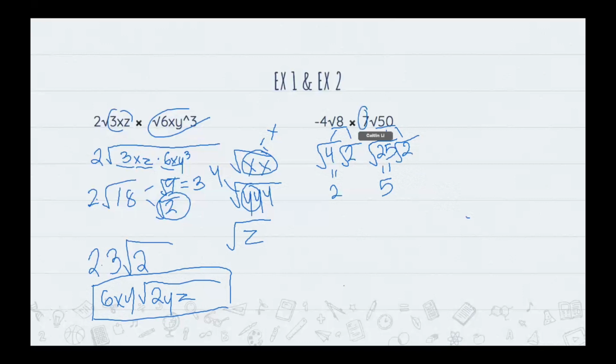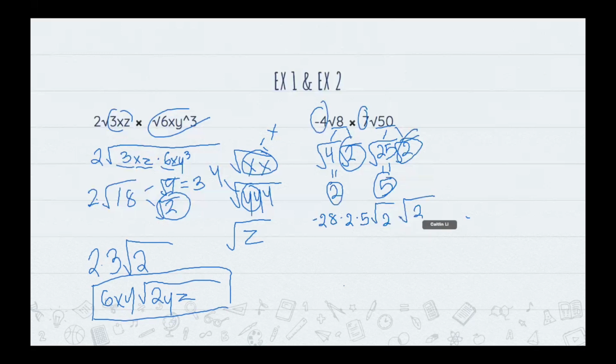we have to multiply -4 and 7 first, and that will give us -28. And because we have our simplified perfect squares, you can multiply that as well into our -28. And we still have our remaining 2. So I'm just going to combine our outside numbers, which would give us negative 280.